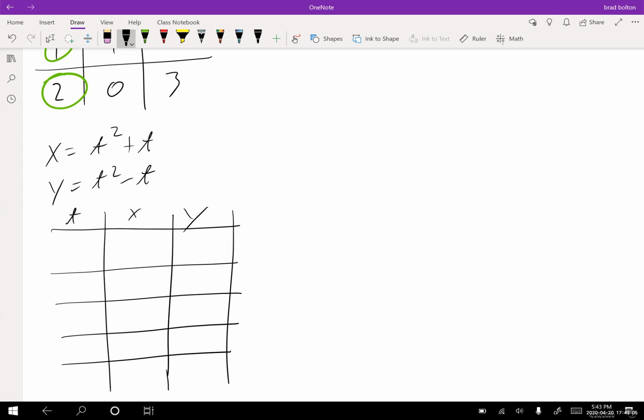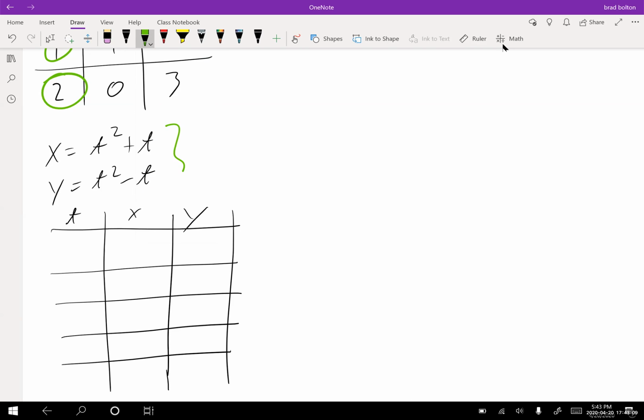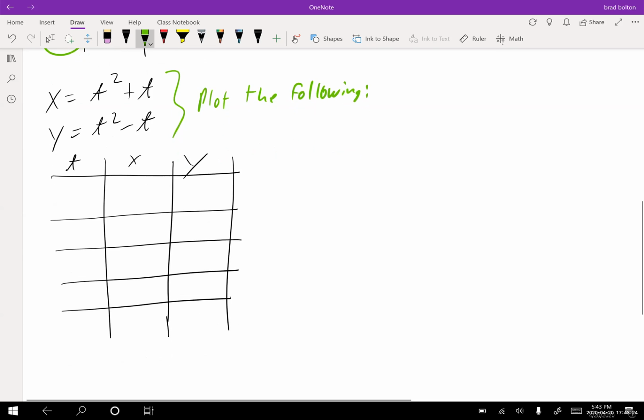And I would say again, plot the following. Okay, so you're going to plot this parametric equation. So take a minute, pause the video, and see if you can fill out this table. Why don't we use the exact same t values, -2, -1, and so on.